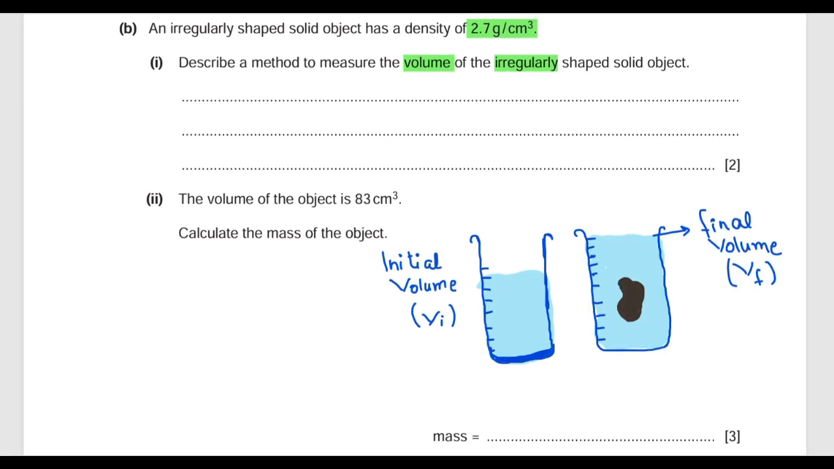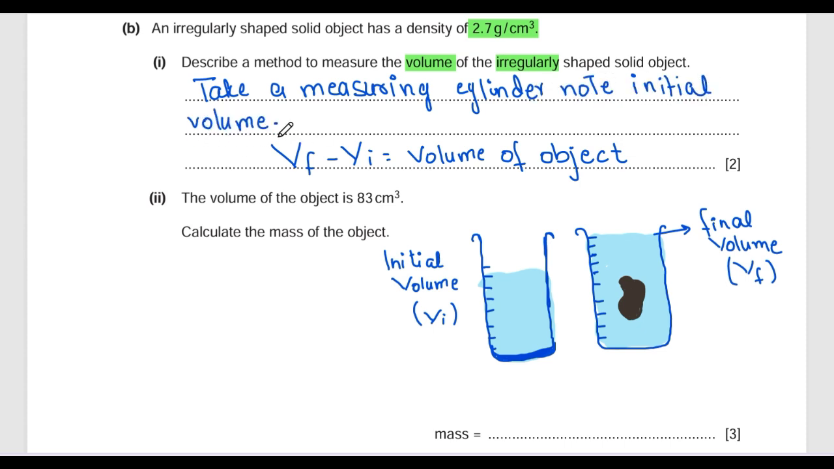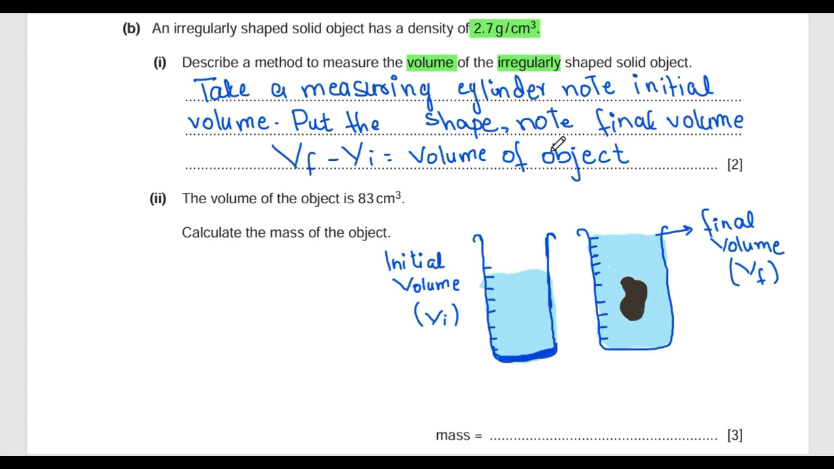After measuring the initial volume, put in the object whose volume you want to measure, and then you will know the final volume of the water. After measuring the final volume, you subtract the initial volume from the final volume, and as a result you will get the volume of the irregular shape. Whatever shape you have, you will get the volume of that shape. Take a measuring cylinder, note the initial volume, put the irregular shape into it, note the final volume and subtract the initial volume from it, and you will get the volume of the object.